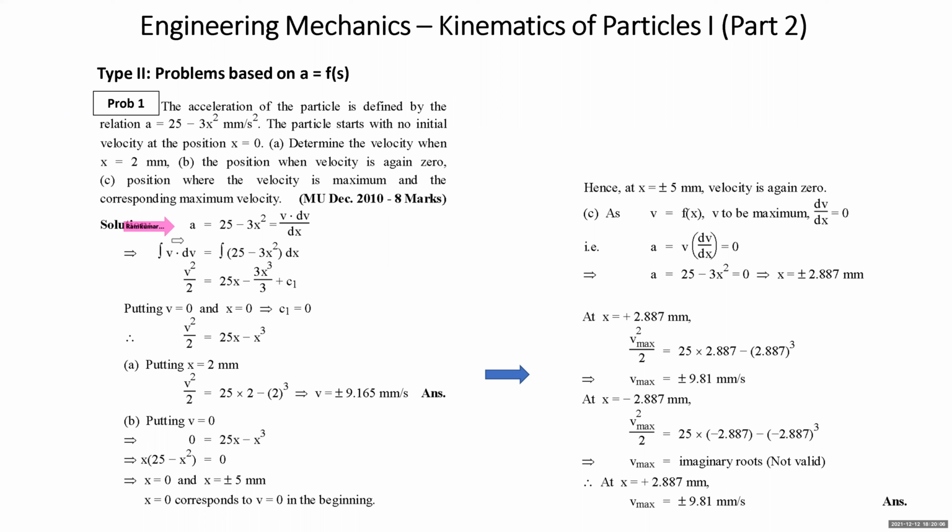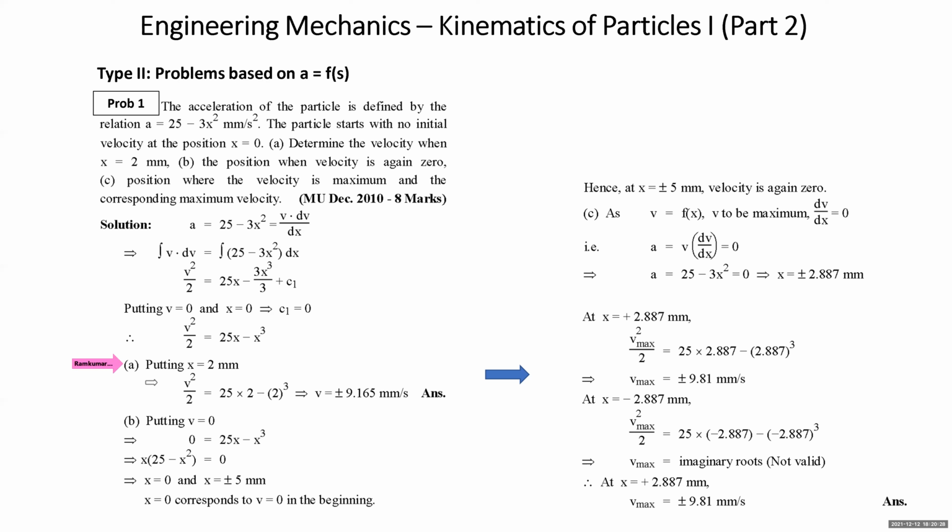Now students, acceleration is 25 minus 3x square. Write it as v dv by dx. Separate the velocity and displacement terms. Integrate both sides. v square by 2 is equal to 25x minus 3x cube by 3 plus c1. Put the first set of boundary conditions which is given to you, v is 0 and x is 0, get c1 as 0. So your velocity expression becomes like this.